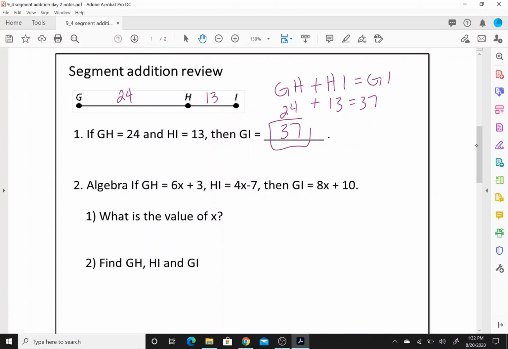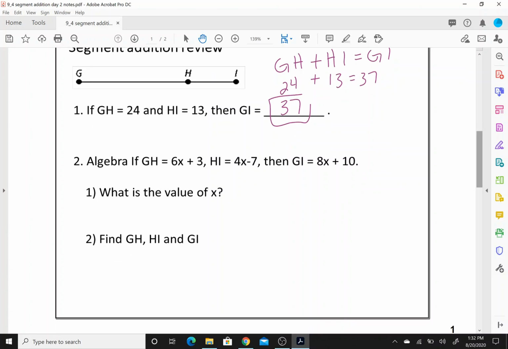Okay, next part here. Just erase that for right now. Okay, we got an algebraic problem. It says if GH is 6x plus 3, HI is 4x minus 7, then GI equals 8x plus 10. What is the value of x? And then they ask us to find GH, HI, and GI. In order to find these, in step 1 we first have to figure out x, because as you can see, all three parts have a variable in them. There are no numbers.